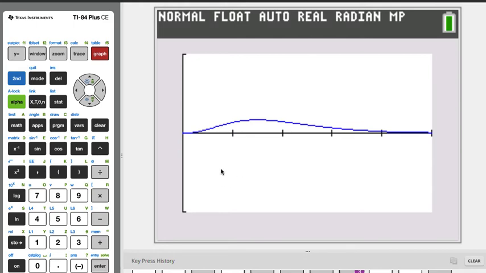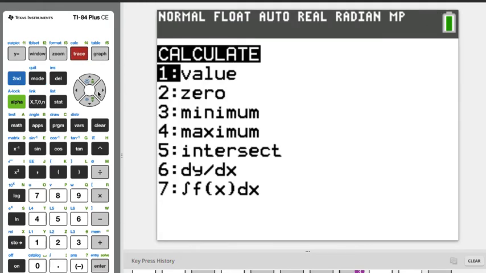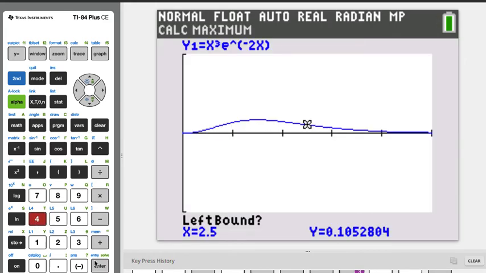So, first of all, our max. We can see that our max happens around here. There's no way we're going to be able to guess that, so let's have the calculator do it for us. So calculator max. So we've got to go to the left side, left bound first. So move your little spider guy over there.